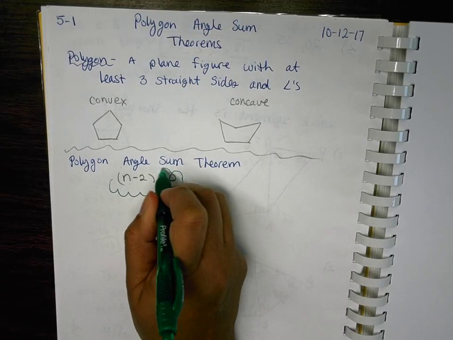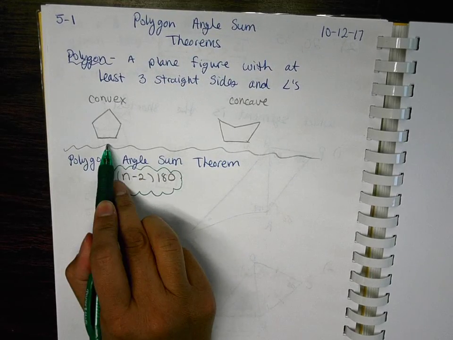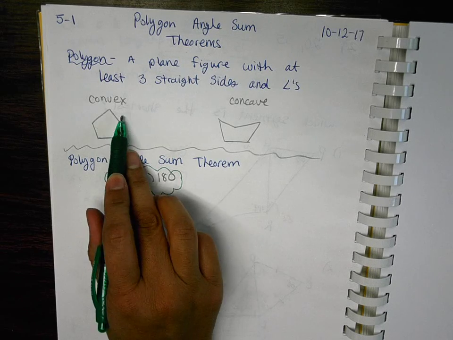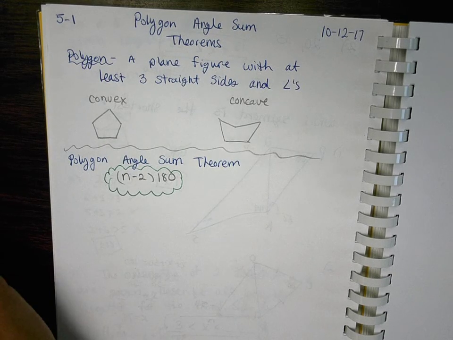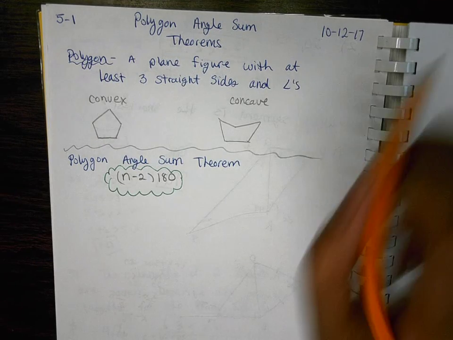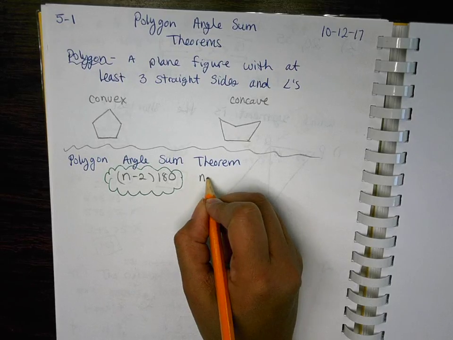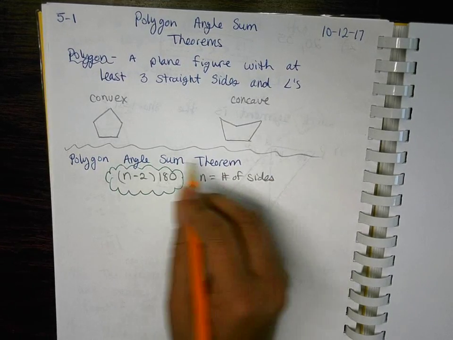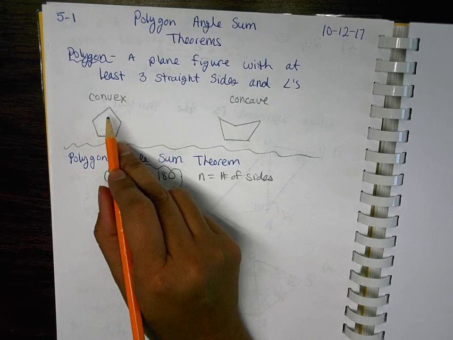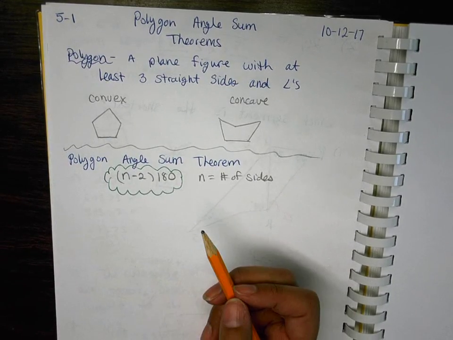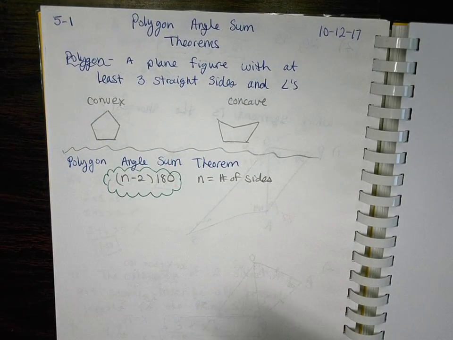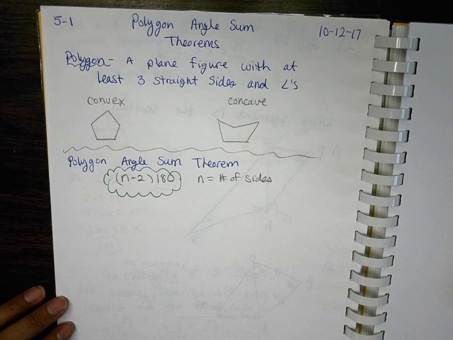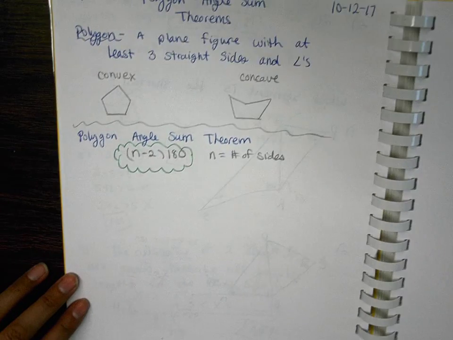Where N represents, does anybody know what N represents on the polygon? The number of sides, which is the same as the number of angles. So N equals the number of sides. So in this polygon, what would N be? 5. Okay? Make sense? Is that a yes? Okay.